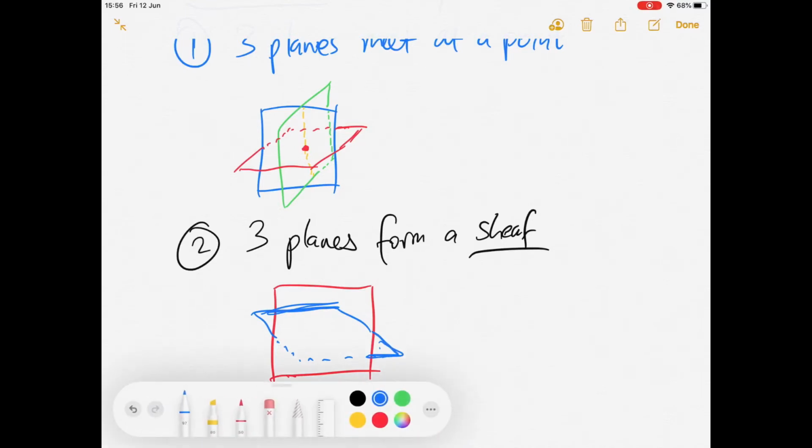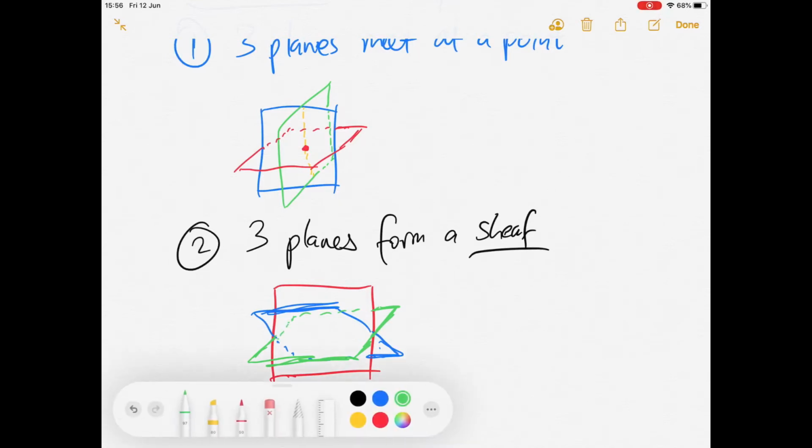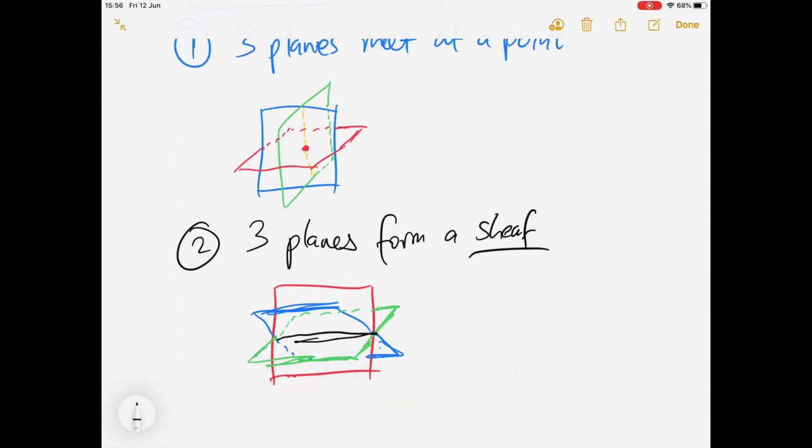And then if I draw a green plane like this, and then it goes behind here, we can see this black line here is where these three planes meet. They meet in a line. The three planes are said to form a sheaf.